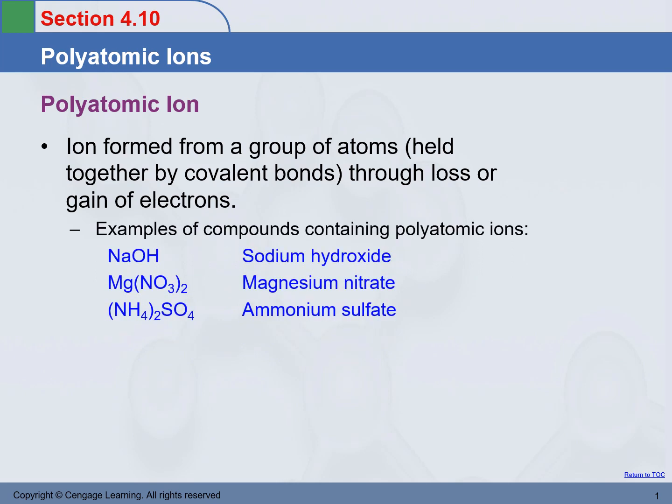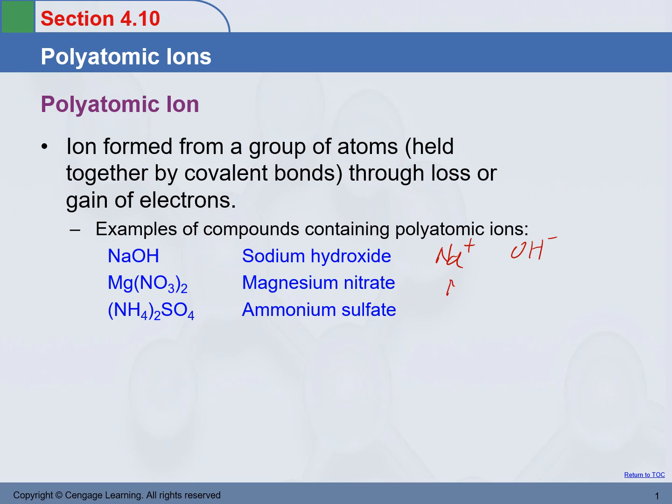Some examples of compounds containing polyatomic ions. Sodium hydroxide: we have sodium ion, which is a monoatomic ion, and we have a hydroxide ion, which is a polyatomic ion. There are two atoms, one oxygen, one hydrogen, within the ion. The hydrogen and oxygen are connected by a covalent bond.